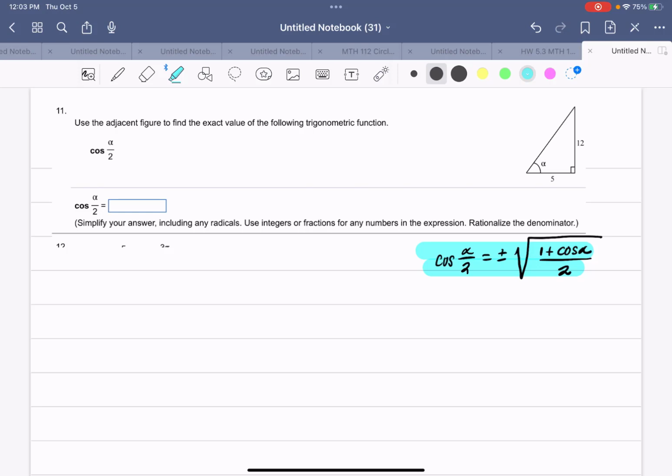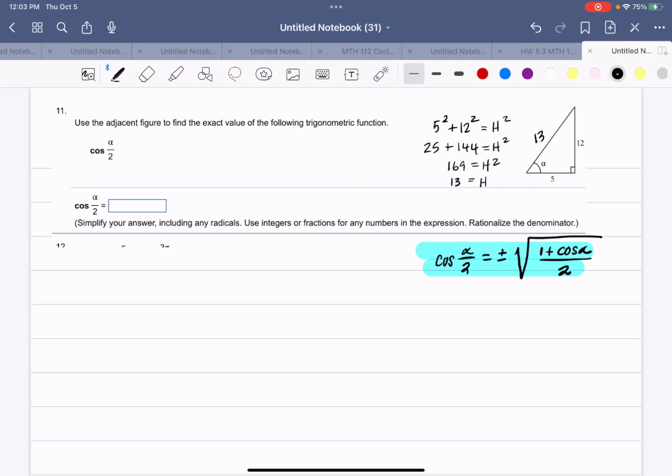So the first thing I need to do is find this hypotenuse. So I've got a 5 squared plus a 12 squared is my hypotenuse squared. 25 plus 144 is the hypotenuse squared. That's 169 equals the hypotenuse squared. So our hypotenuse is a length, so it's positive only, 13.